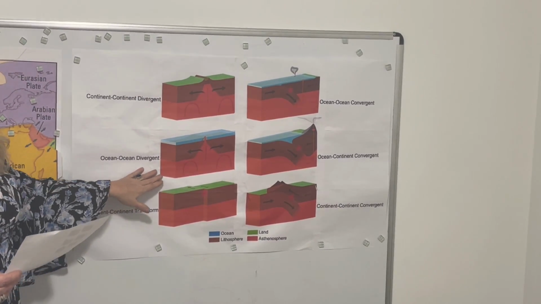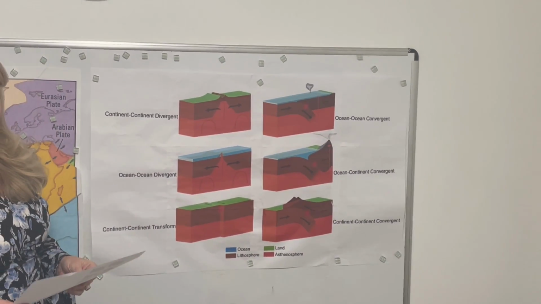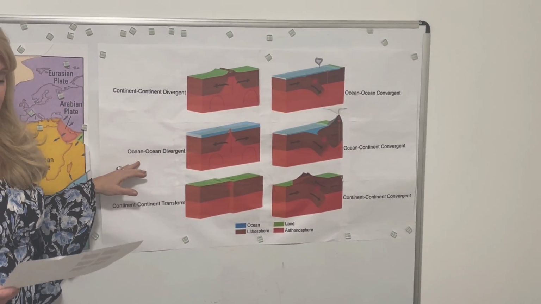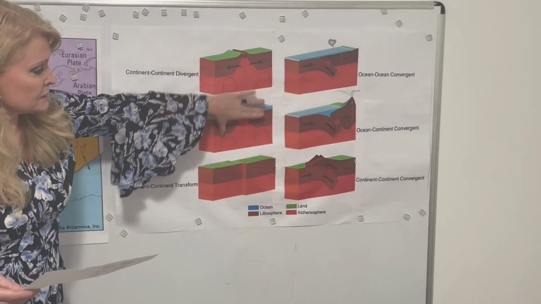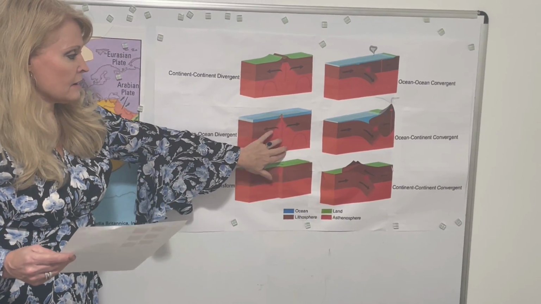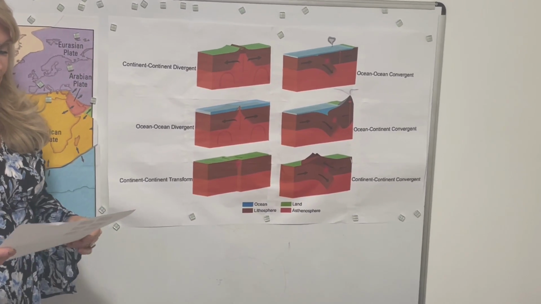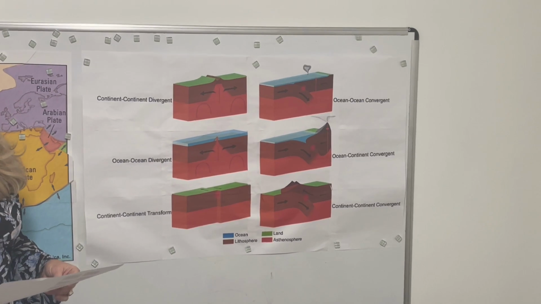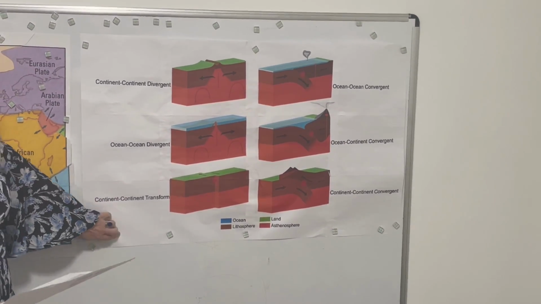Next one is ocean-ocean divergence. Oceanic divergent boundaries are spreading boundaries, where new oceanic crust is created to fill in the space as the plates move apart. So when these two plates move apart like this, more ocean crust is formed, and eventually it can form mountain ranges. Eventually these mountain ranges can rise above the water to form islands.